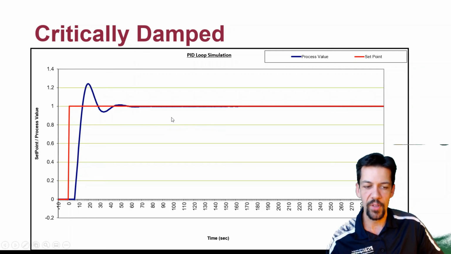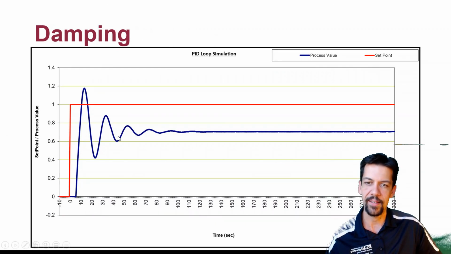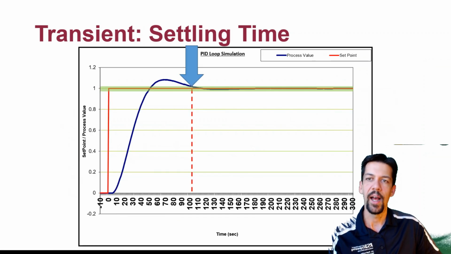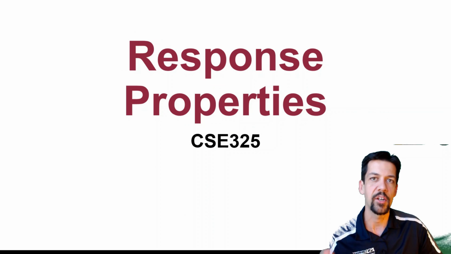An example we saw earlier was an underdamped system. This one oscillates a little bit and it converges. So it's not perfect, but it could be better. So there are the various kinds of response properties in control systems.